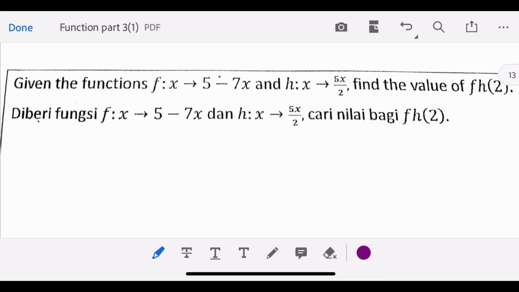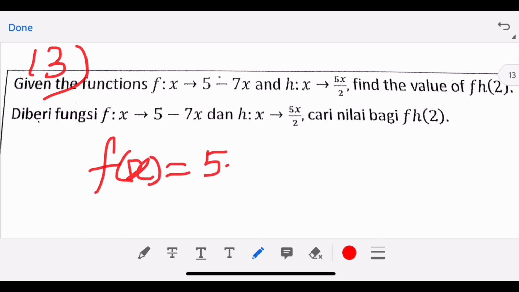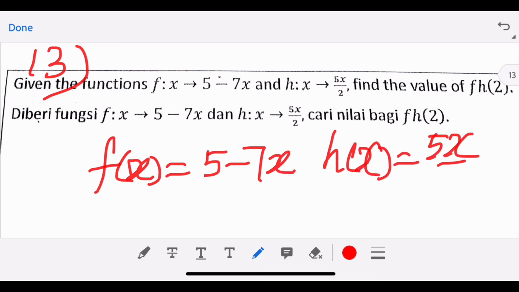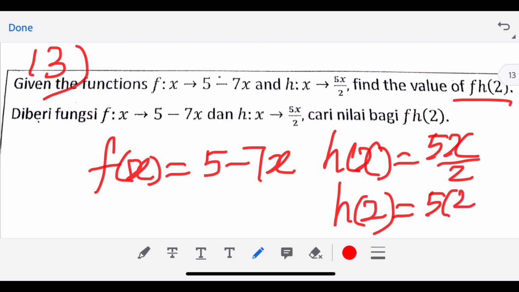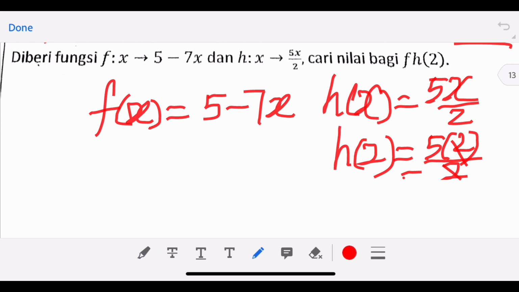For 13, you are given fx equal to 5 minus 7x, and then hx equal to 5x over 2. Now you're asked to find fh2, so we find the h2 first. 5 times 2 over 2. So then you cut, your answer is 5 for the h2, right?